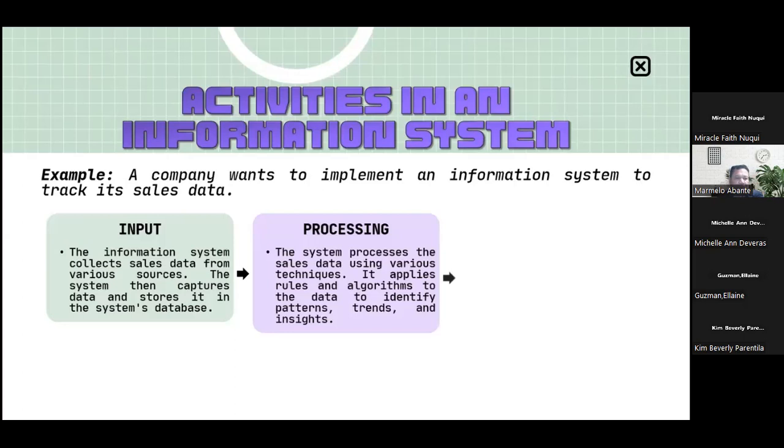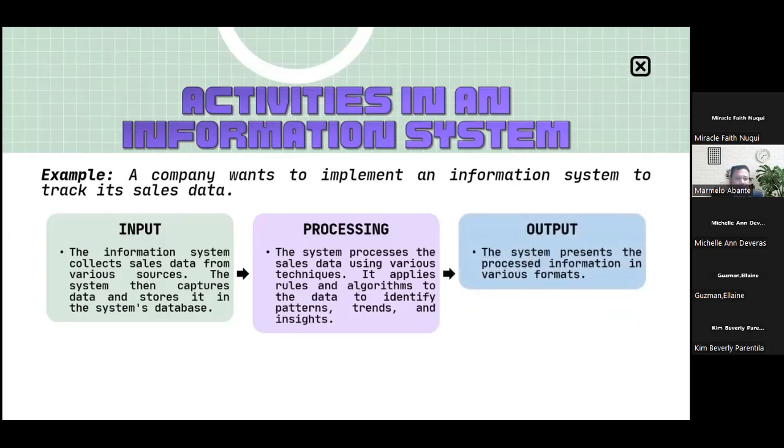Output. The system presents the processed information in various formats, such as sales reports, dashboards, and alerts. The sales reports show the company's sales performance over a specific period, highlighting trends and patterns. The dashboards provide real-time visualizations of the sales data, such as graphs and charts. The alerts notify decision makers when specific sales targets are met or when there are deviations from expected sales figures.